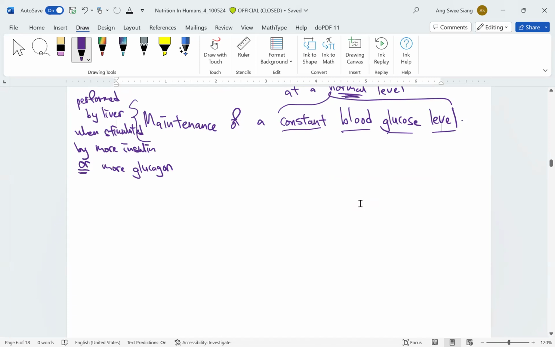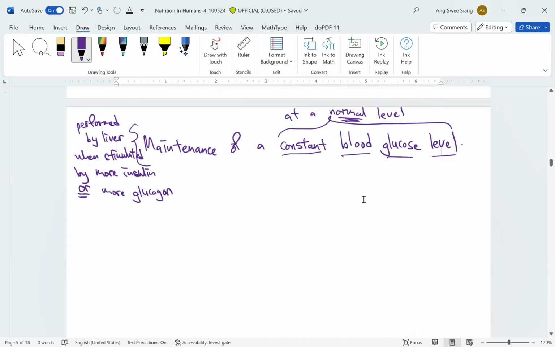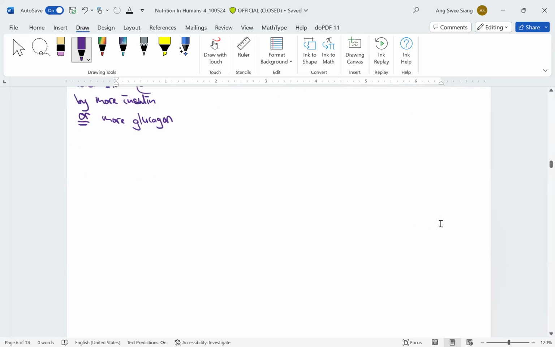So there is a normal blood glucose level, and usually the body wants to maintain the blood glucose level at this normal level. This is the reference point. You must always make reference to the reference point. When you describe changes in the blood glucose level, you must always make reference to this normal level. So let's look at the first scenario.